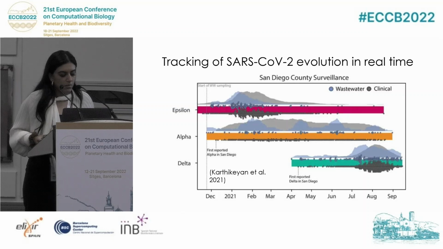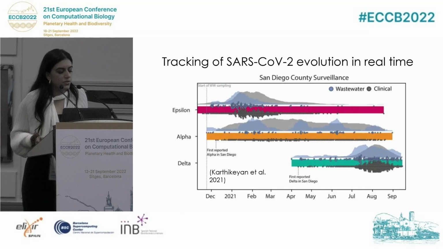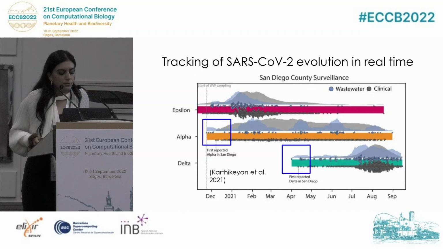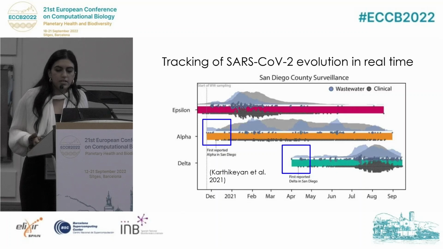For example, monitoring through viral genome sequencing of wastewater samples allowed the identification of new COVID-19 variants in San Diego, California, up to 2 weeks in advance compared to clinical monitoring. Here you can see the time series for wastewater and clinical monitoring. Wastewater is represented by the blue dots in distribution, and clinical is represented by the gray dots in distribution. On the y-axis, there are 3 SARS-CoV-2 variants, epsilon, alpha, and delta. One can observe that alpha and delta variants were detected earlier in wastewater samples than in clinical ones, as shown in this figure.